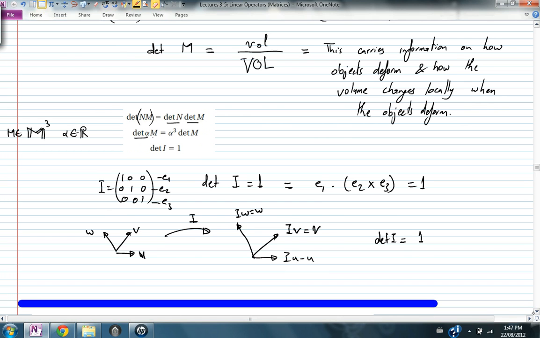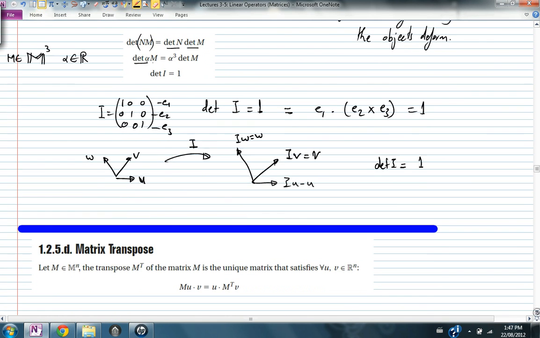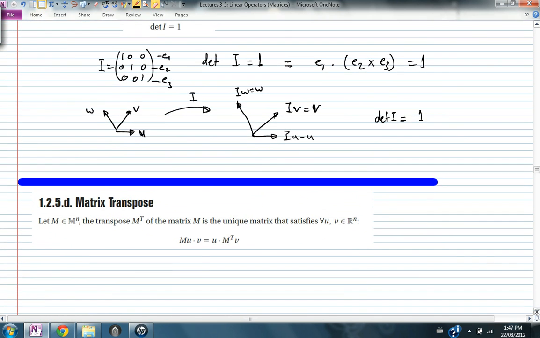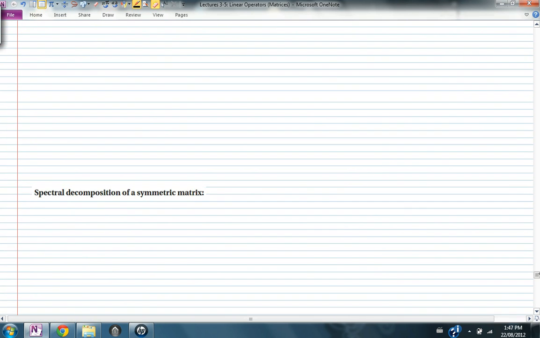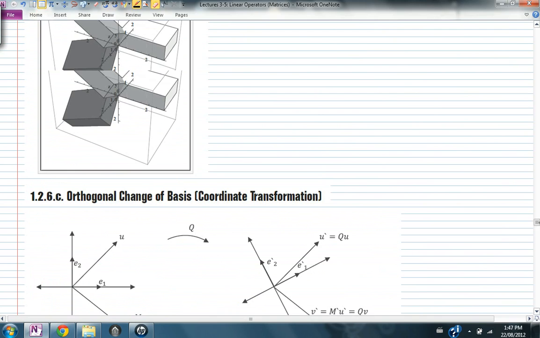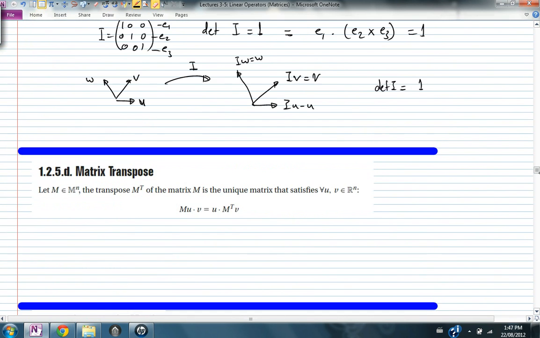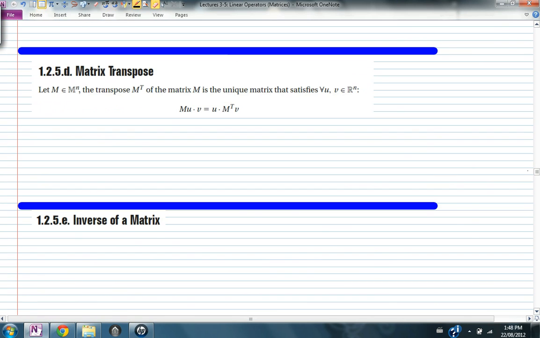Alright, so this is it for the discussion on the determinant of the matrix. The next thing we want to discuss is a few other properties of matrices: the transpose of a matrix, the inverse of a matrix, and finally the eigenvalues and the eigenvectors of a matrix, what all these things mean.